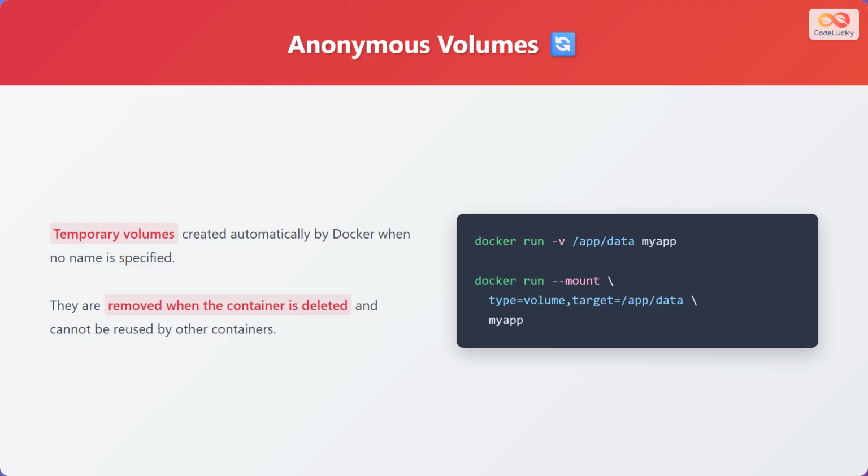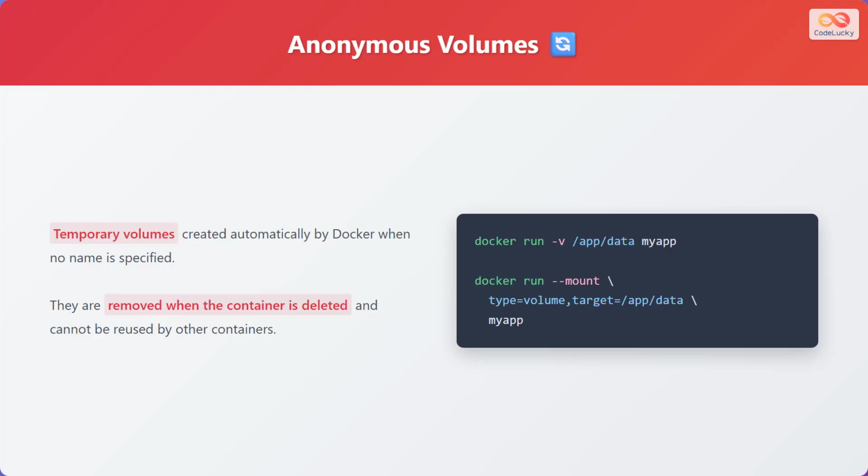Anonymous volumes are temporary volumes created automatically by Docker when no name is specified. They are removed when the container is deleted and cannot be reused by other containers. Consider them as temporary storage space that is automatically cleaned up after use.